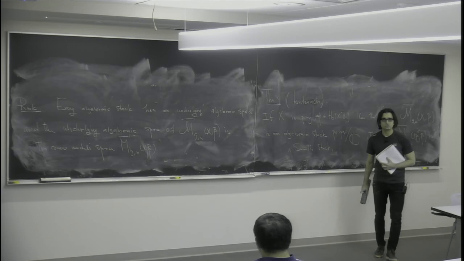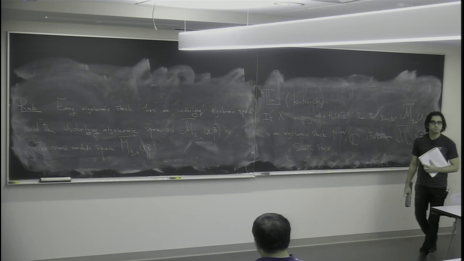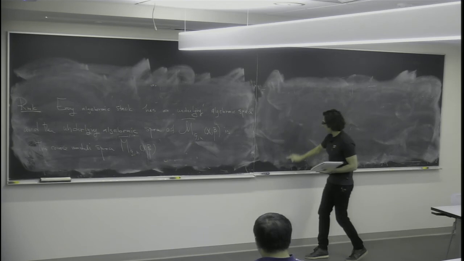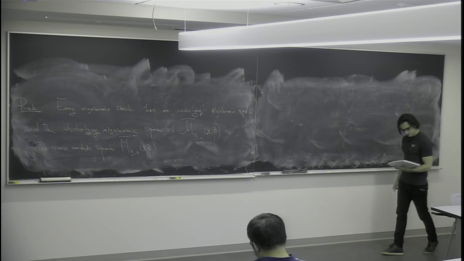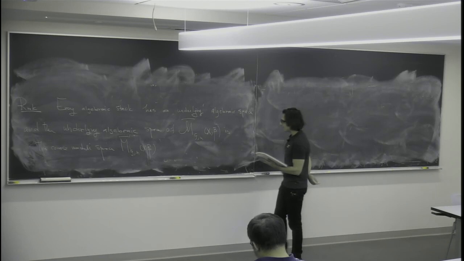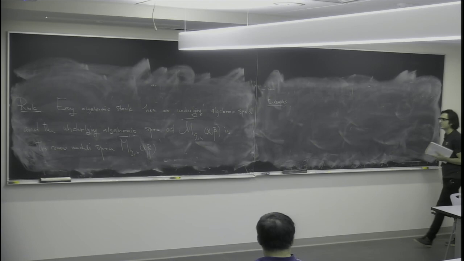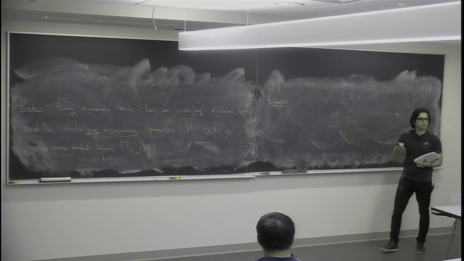Okay, example one. When X is a point, now that we are all convinced that straight M bar G and X beta is a nice thing that represents this functor or a stack, let's mention some examples of that. So if X is a point, then there cannot be any curve inside a point. So beta is equal to zero, and M bar G n point 0 is the space that parameterizes curves of genus G with n marked points on them.